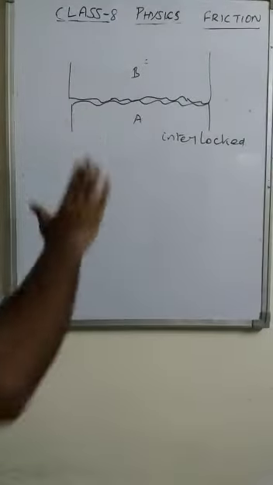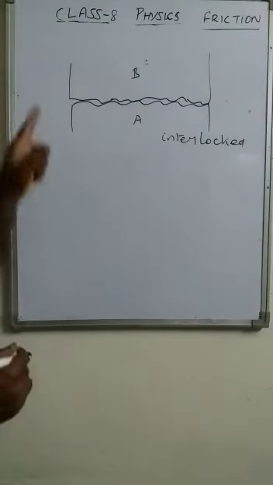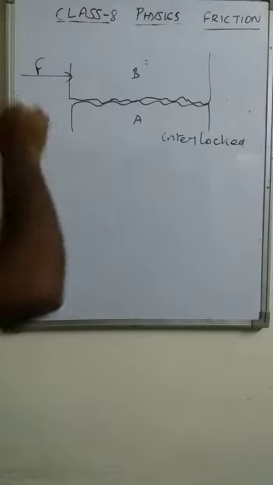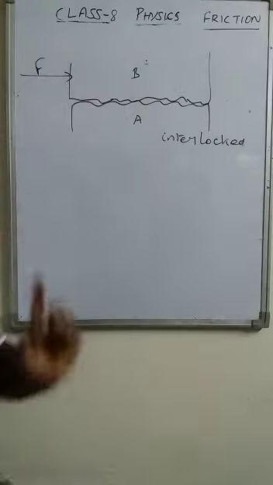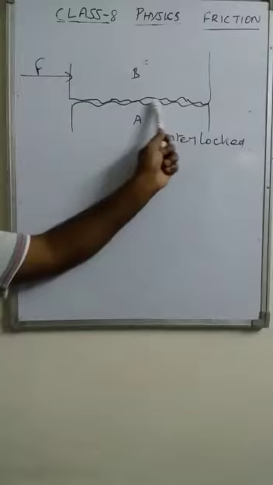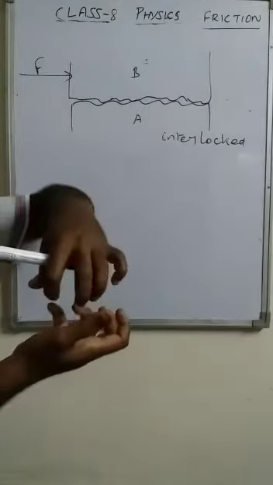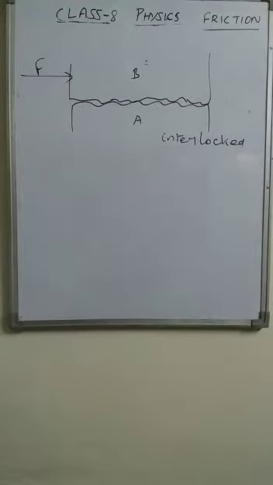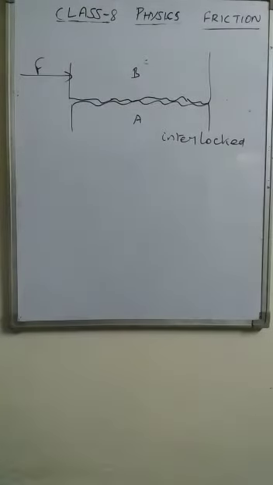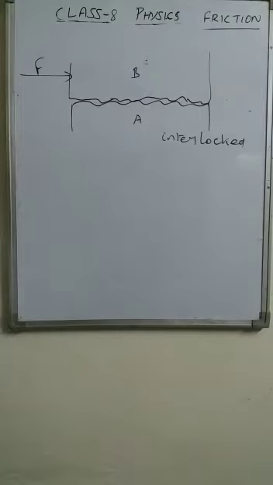Once they are interlocked, if we want to move the upper surface, we have to apply force. We are applying force to move surface B. But at the contact, what happens? Both the irregularities are interlocked. While we apply the force, that interlocking opposes the applied force.